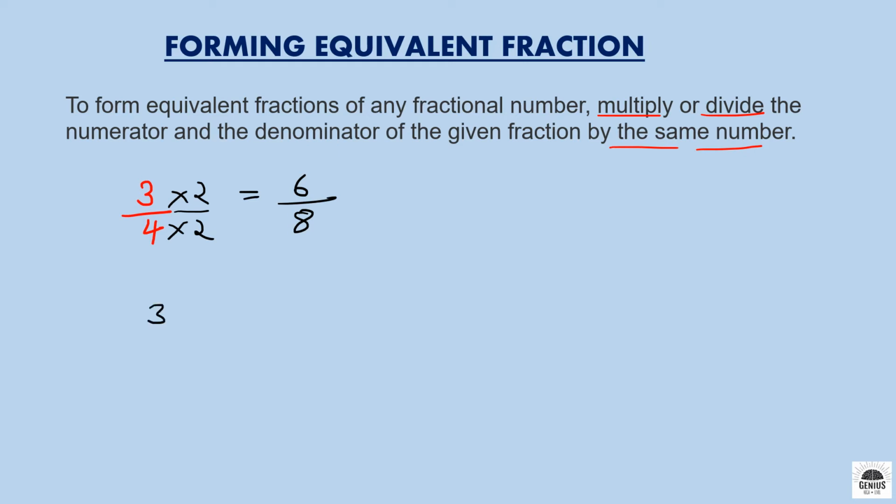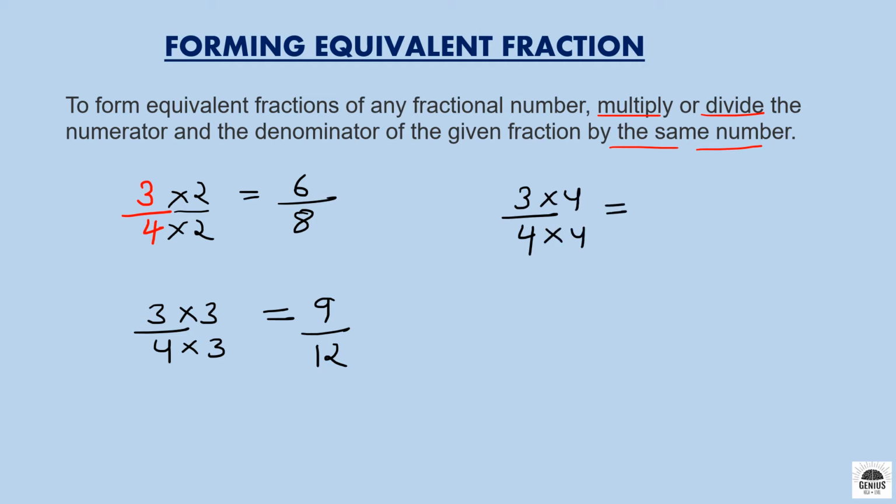Now to get another equivalent fraction for this number, we will multiply the numerator and denominator both by 3. So 9 by 12. So 9 by 12 is again an equivalent fraction of 3 by 4. Now to get the next equivalent fraction, we can multiply it by 4. You can multiply it by any natural number like 5, 6, 10, 12, any number. So we will get 12 by 16. Now to get another equivalent fraction, we will multiply it by 5, so we will get 15 by 20.